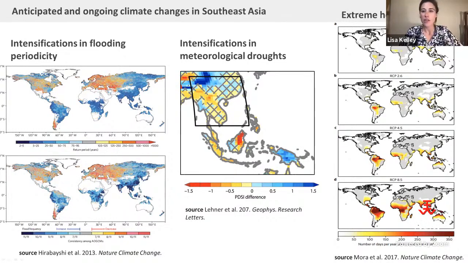But I did want to just start with an appreciation of the really dramatic changes that are anticipated for Southeast Asia, for many of the countries we're talking about, and are already manifesting, including intensifications in flooding periodicity, intensifications in drought, the meteorological conditions that shape drought, and extreme heat days. And this work is by Camilo Mora of actually UH in the geography department.